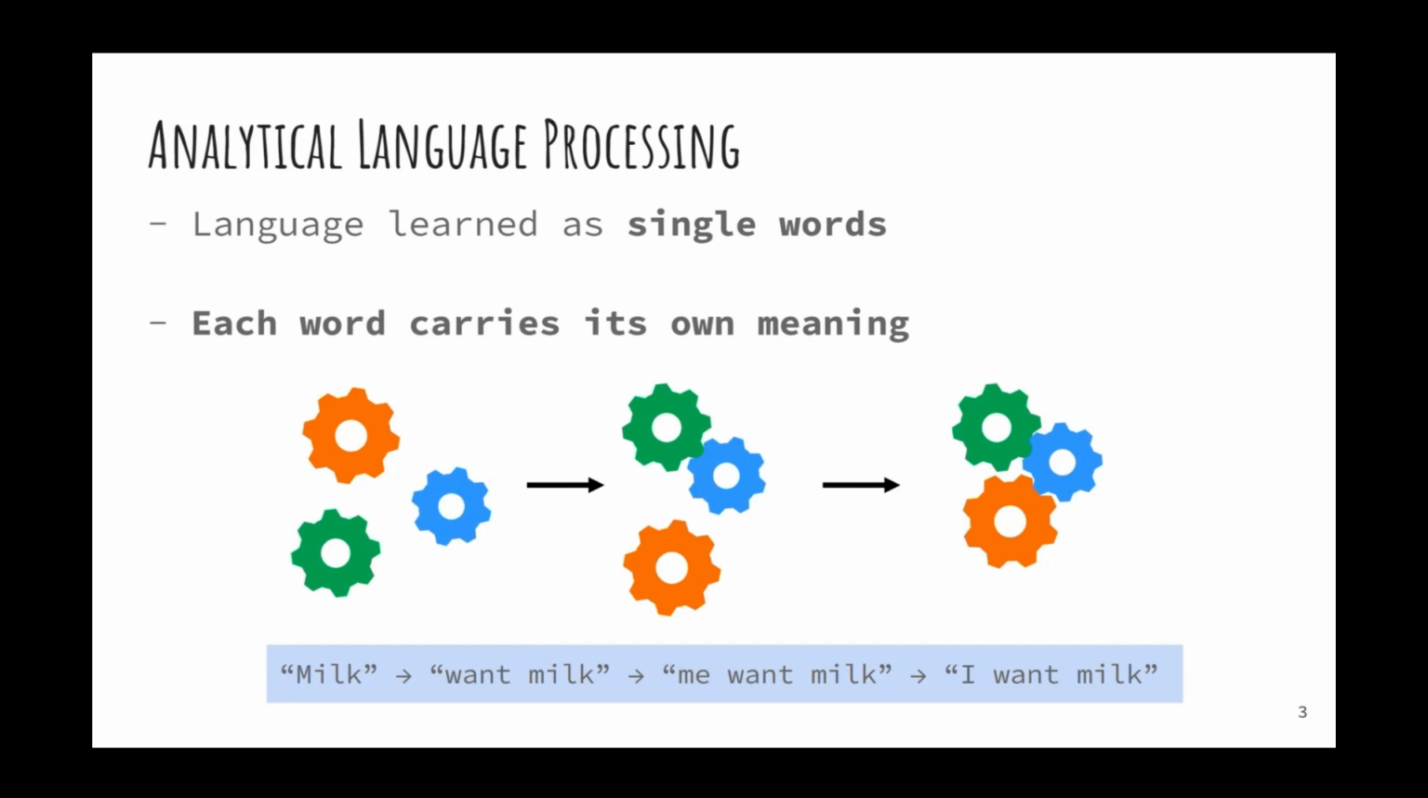And just to say, in this presentation, we're using cogs to symbolize words so you can visualize the different ways that language develops. So if you keep this traditional view in mind, now we're going to talk about how Gestalt language processing differs from the analytical model.